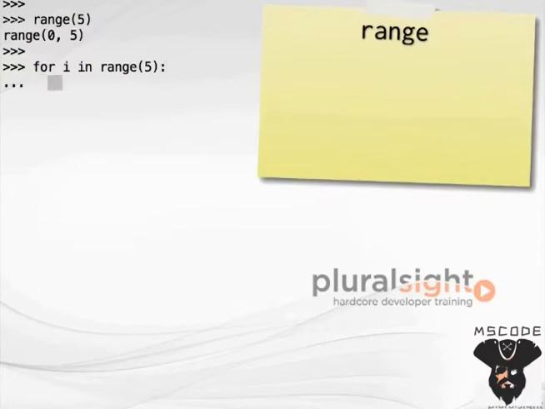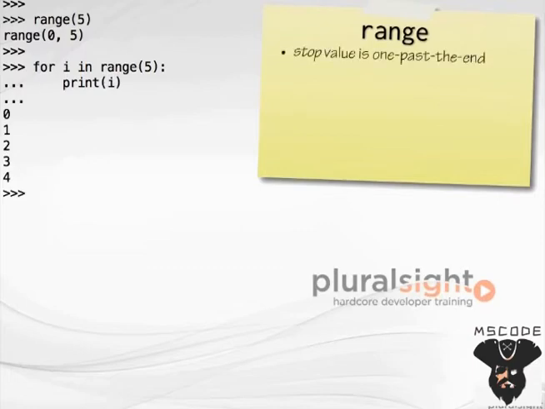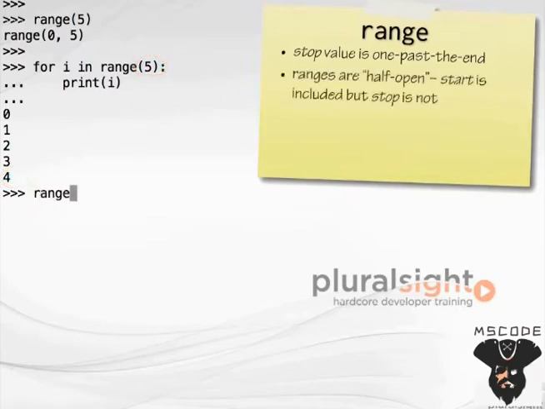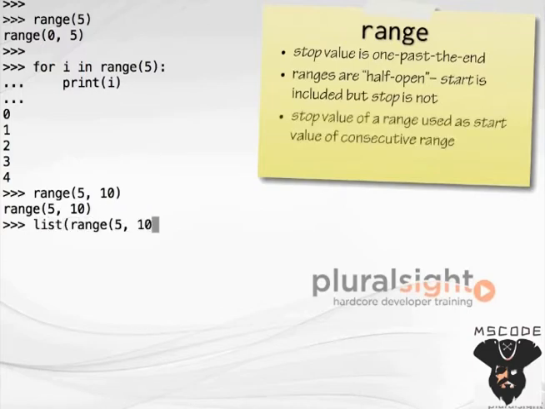Ranges are sometimes used to create consecutive integers for use as loop counters. Note that the stop value supplied to range is one past the end of the sequence, which is why the previous loop terminated at 4 and didn't print 5. We can also supply a starting value if we wish, such as in this call range(5, 10). Wrapping this in a call to the list constructor is a handy way to force production of each item.